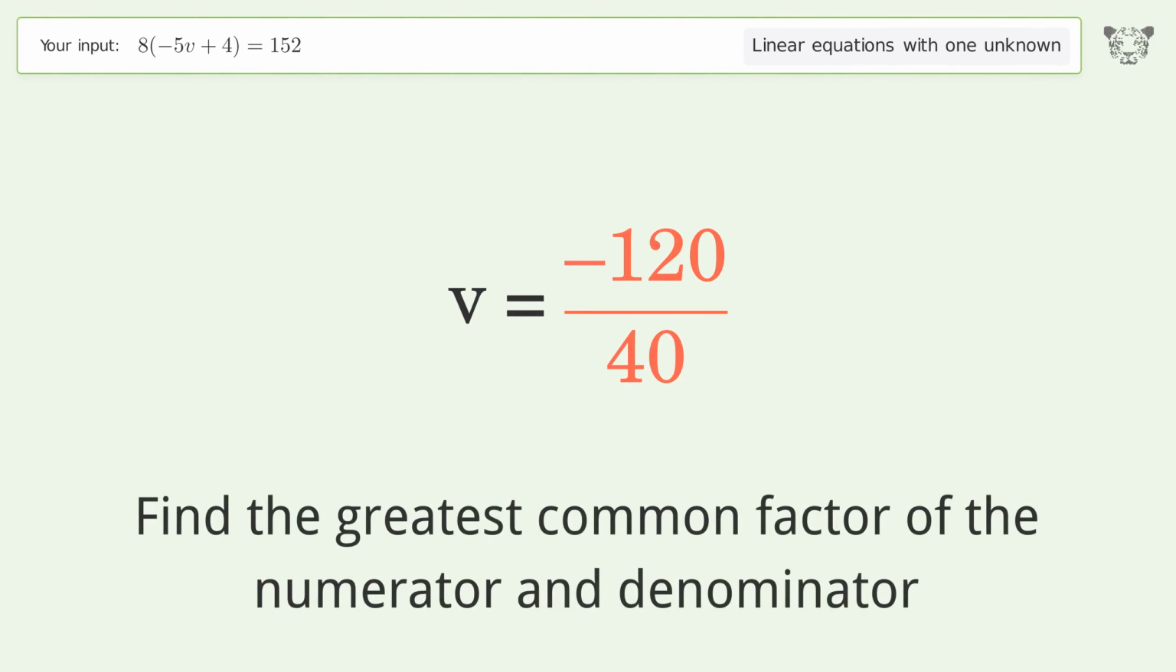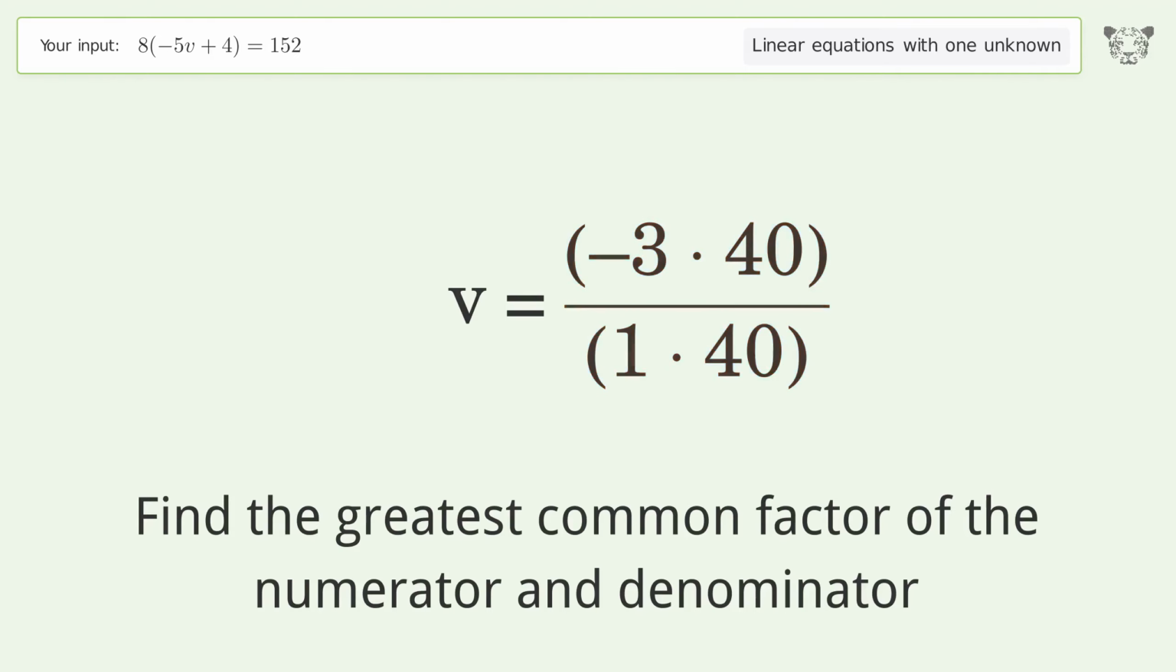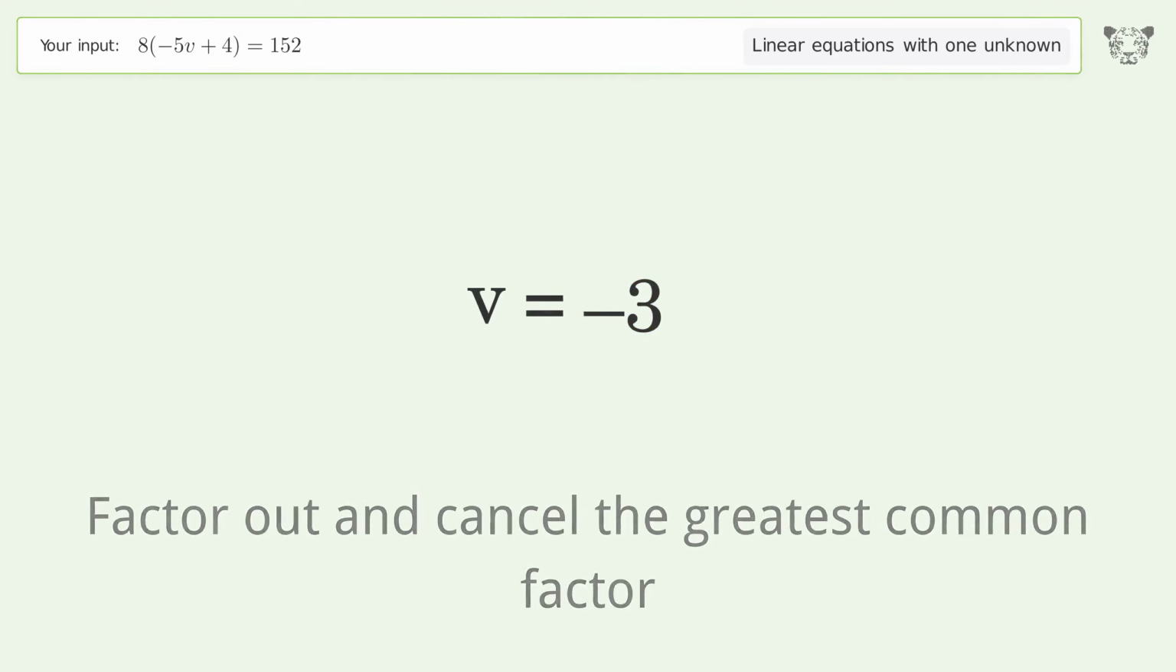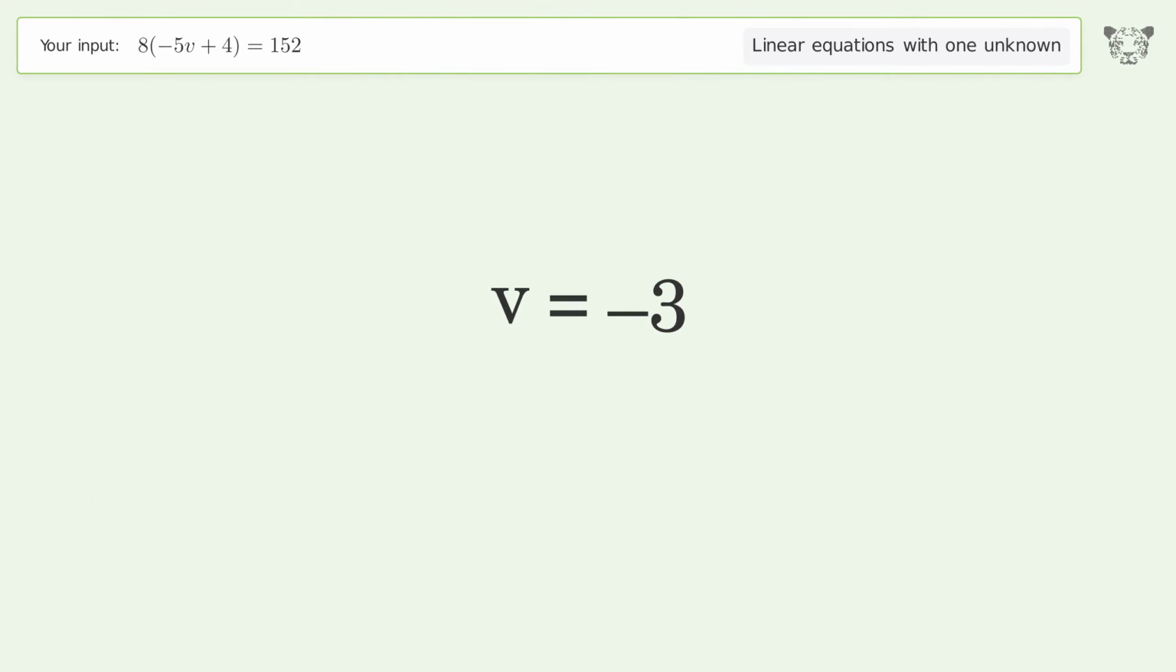Find the greatest common factor of the numerator and denominator. Factor out and cancel the greatest common factor. And so the final result is v equals -3.